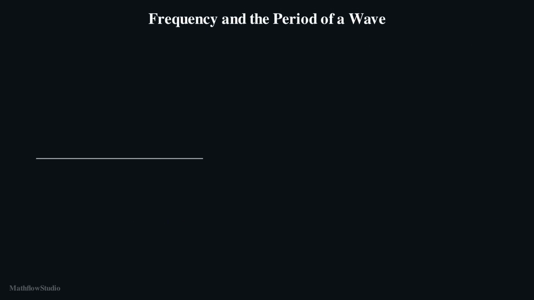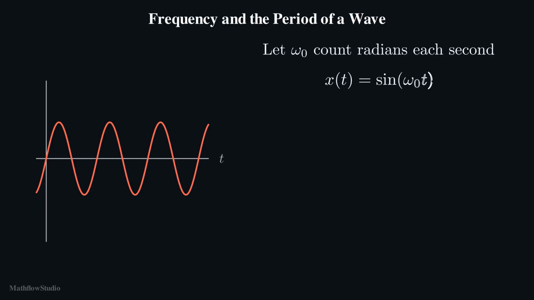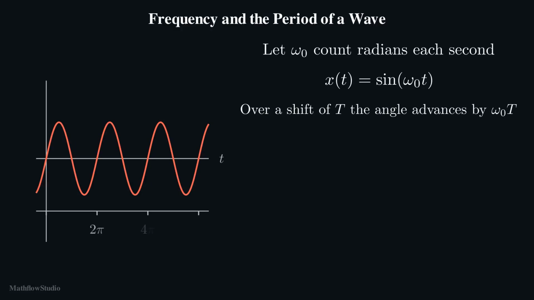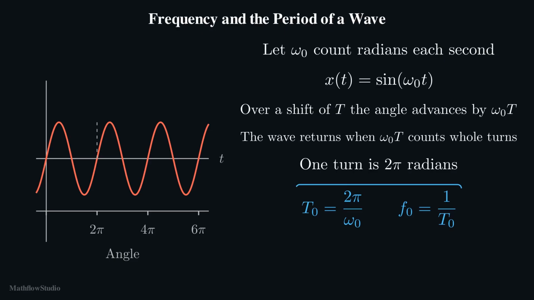The angular frequency counts how fast the angle of a sine wave advances, in radians each second. The value of the wave at each instant is decided by the angle at that instant. Over a shift in time, the angle advances by the angular frequency multiplied by that shift. The wave returns to itself exactly when that advance is a whole number of turns. The smallest advance that returns the wave is 1 full turn. Dividing 1 turn by the angular frequency therefore gives the fundamental period, and its reciprocal is the fundamental frequency.